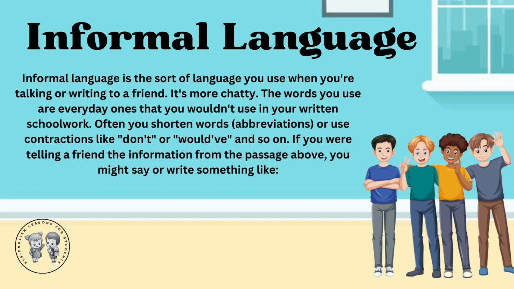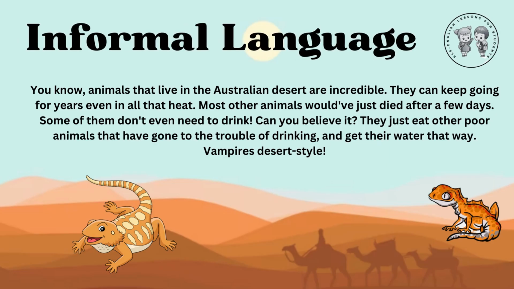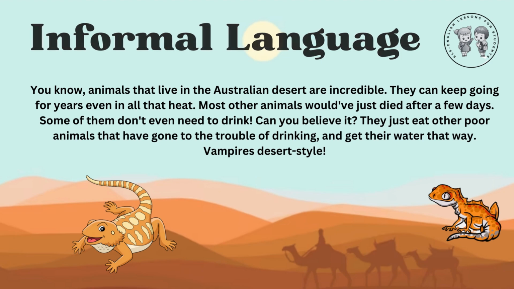If you were telling a friend the information from the passage above, you might say or write something like, you know, animals that live in the Australian desert are incredible. They can keep going for years even in all that heat. Most other animals would have just died after a few days. Some of them don't even need to drink. Can you believe it? They just eat other poor animals that have gone to the trouble of drinking, and get their water that way. Vampires, desert style.